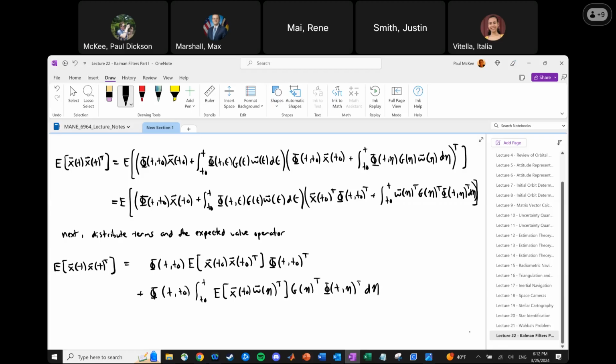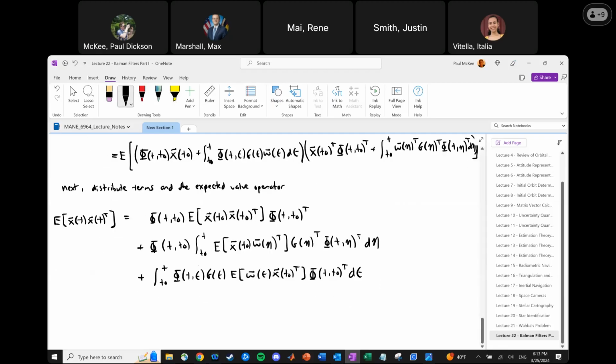So it's going to be the inner term. It's going to be plus the integral from t naught to t of phi t and eta, g of eta. And now here's where the expected value operator starts to come in. We've got omega of eta, and then we've got x of t naught transpose. Okay, and then we've got phi t to t naught transpose d eta. There's our third term.